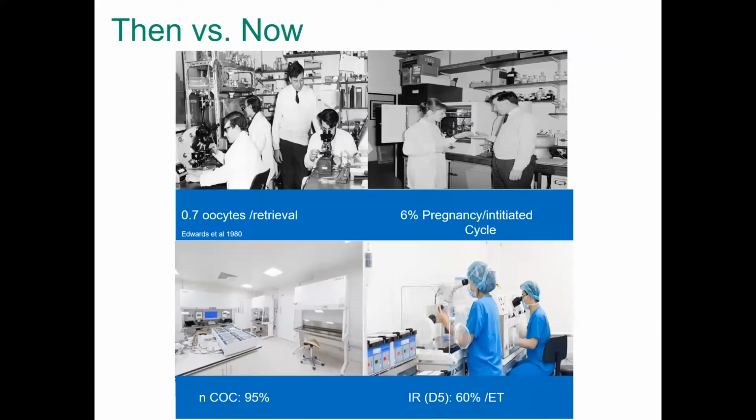So this is kind of a then and now, looking at how this all started way back in the day. And so, we've come a long way, obviously, and they got less than 1 egg per retrieval. They had a 6% pregnancy rate. And now we're up to 95% of the time you get eggs in a retrieval. You have a 60% implantation rate per ET. And so the way we got there is to keep track of what we've done, keep track of what we're doing, and come up with ways to improve. And that's the really important thing. And that's what we're going to talk about today.